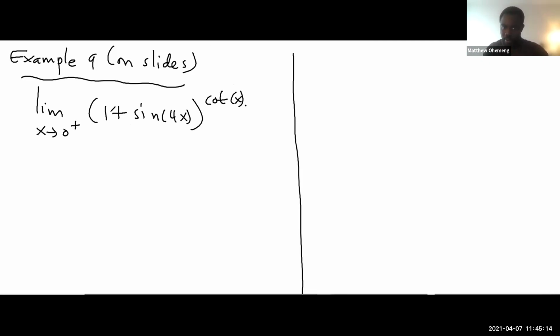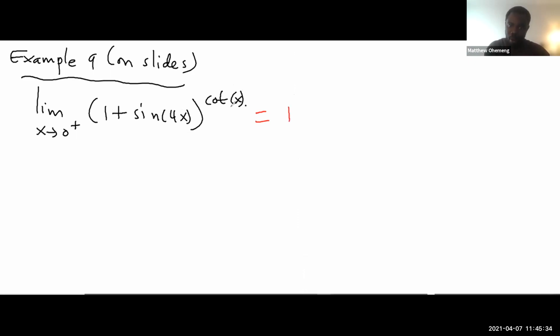So for the first case, we look at plugging the 0 in. For the base, when you plug it in, you get sine of 4 times 0. 4 times 0 is 0. Sine of 0 is 0. 1 plus 0 is 1.